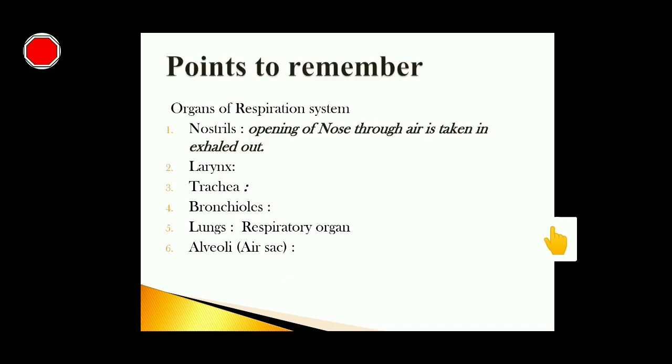so have a revision of whatever we have talked about. The organs of the respiratory system are nostrils, larynx, trachea, bronchioles, lungs, and inside lungs, alveoli. So have a look at that to remember.